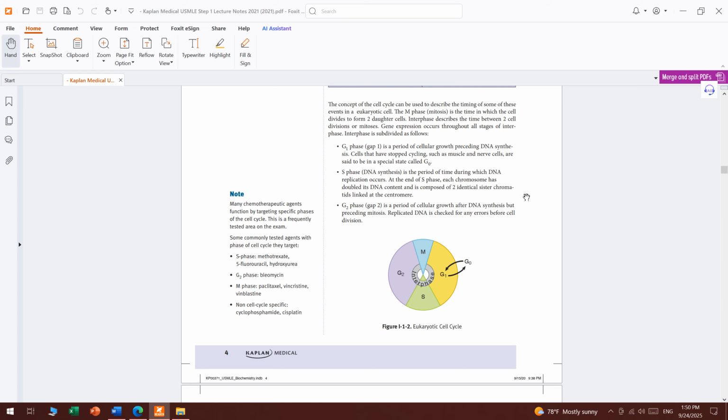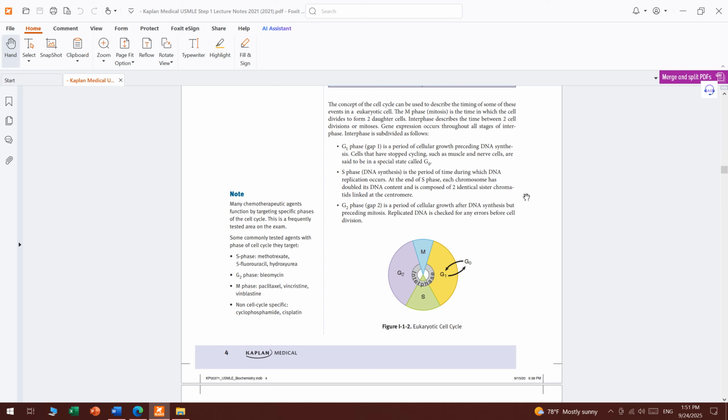Interphase itself is further subdivided into three distinct stages. G1 phase, this is a period of significant cellular growth and normal metabolic activity that precedes DNA synthesis. During this phase, the cell synthesizes various enzymes and proteins necessary for DNA replication. Cells that have permanently exited the cell cycle and are no longer dividing, such as mature muscle cells and nerve cells, are said to be in a specialized quiescent state known as G0 phase. These cells are metabolically active but no longer proliferating.